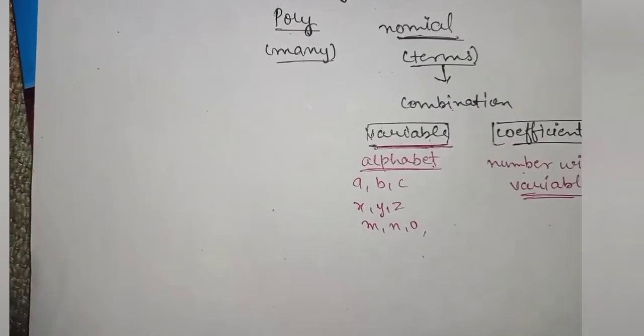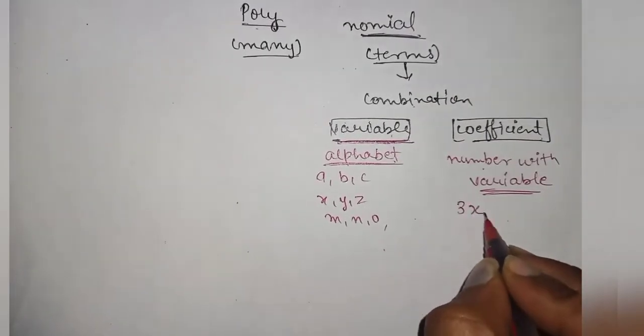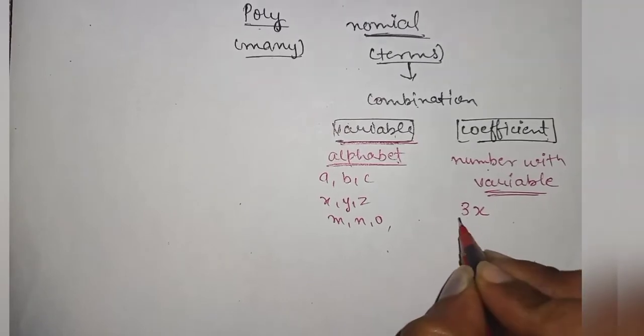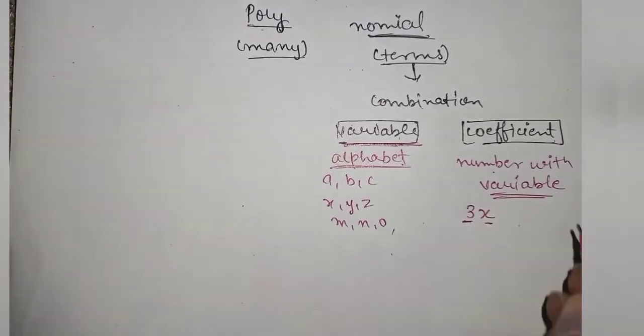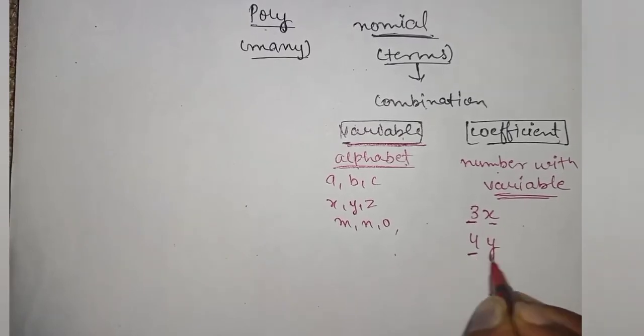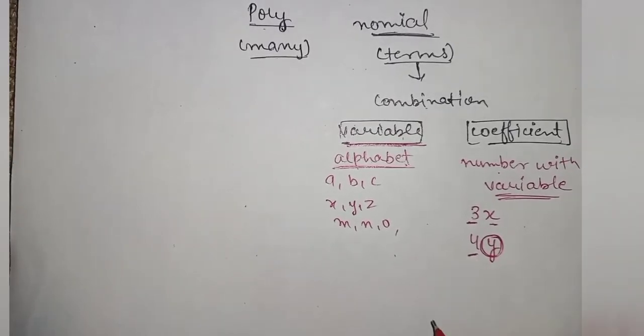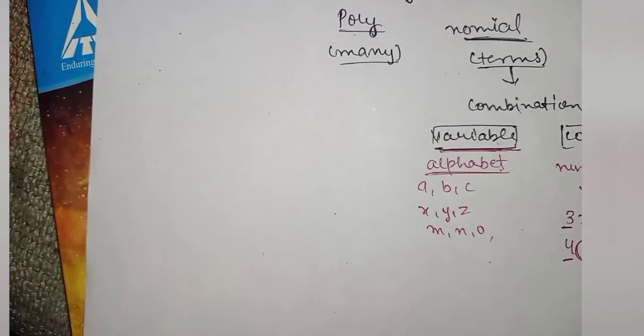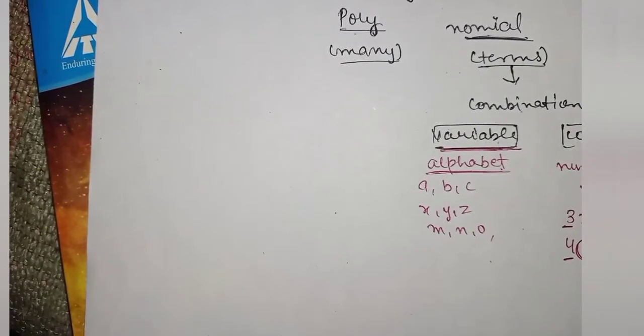For example, 3x. So here 3 is the coefficient of x. For example, 4y, where 4 is the coefficient of alphabet y. Right? Now, let us take an example.